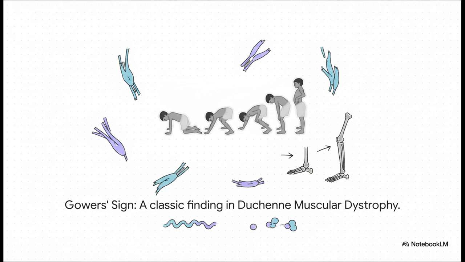And for chronic conditions, you have to know the hallmark signs. And this is a big one. This is Gower's sign, and it's a classic finding in Duchenne muscular dystrophy. You see how the child has to use his hands to literally walk up his own legs to stand up? Why? Because the muscles in his legs and hips are so weak. This is a massive clue that something serious is going on with his muscles.